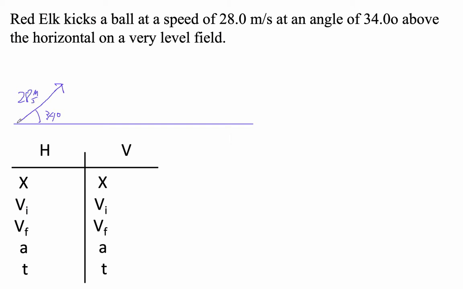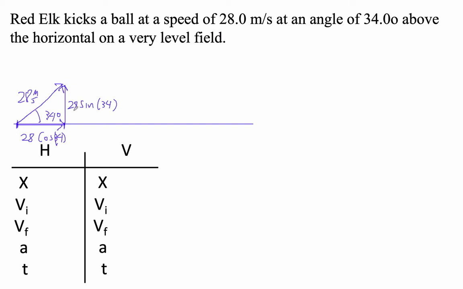The first thing we've got to do is break this guy into components. So we've got this guy and this guy, and this side is the opposite side. So that's going to be 28 sine 34, and this side here is going to be 28 cos 34. The horizontal is always the cos in this case, and the vertical is always sine. So it's really pretty simple that way.